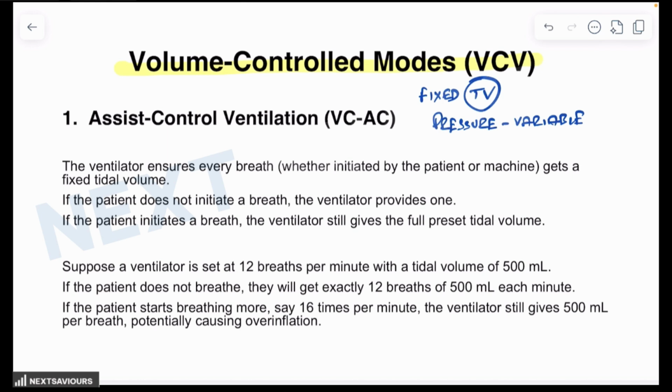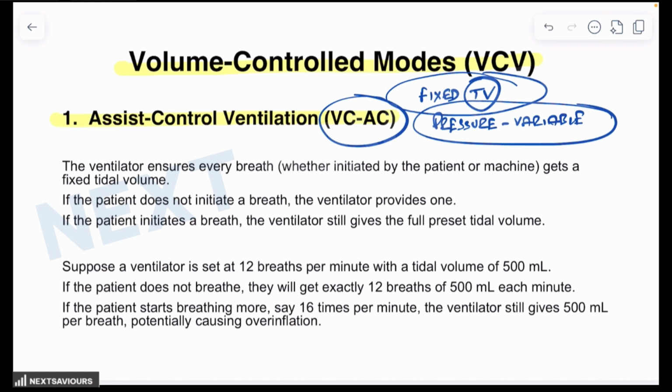In volume controlled ventilation, the ventilator delivers a fixed tidal volume with each breath, but the pressure required to deliver this volume can vary depending upon the lung compliance and airway resistance. It is further divided into two types. One is assist controlled ventilation, that means volume controlled, assist controlled ventilation.